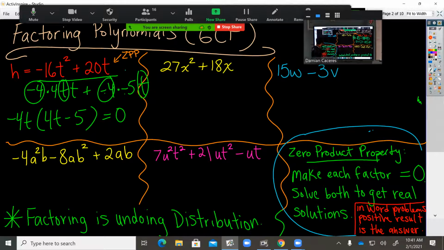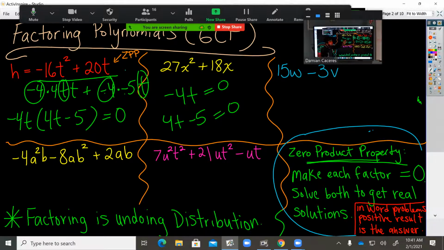Yes, whenever you use the zero product property, it has to equal 0. So if there's a number there, you've got to subtract it to take it out. So now watch. This is an example of the zero product property that I'm going to do on that problem right now. Please pay attention to this. The two factors are two things that are being multiplied. That's what factors are. So what's being multiplied? Negative 4t is being multiplied to 4t minus 5. Correct? Make them both equal to 0 and solve them.